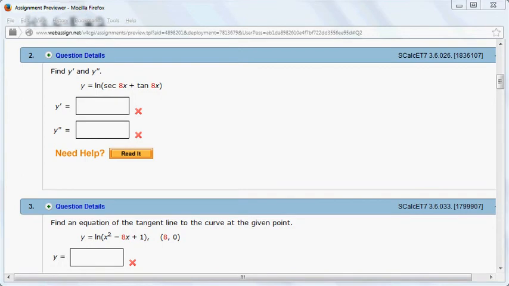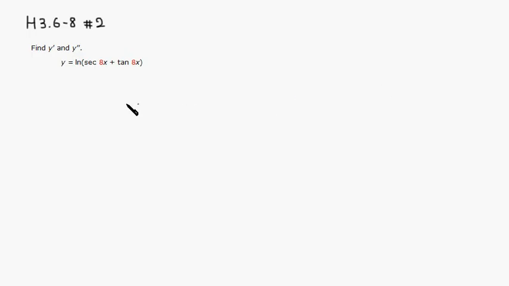Okay, let's look at the homework 3.6, 3.8, problem number 2. All right, so we have a function given, natural log of secant of 8x plus tangent of 8x. Then we want to find the first derivative and the second derivative. All right, so let's do that. All right, so let's take the first derivative.